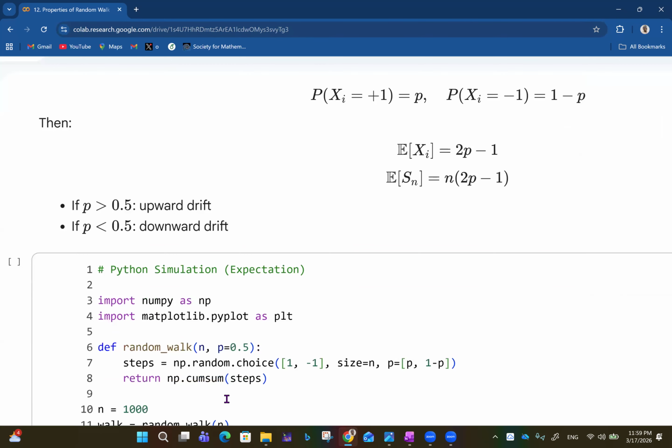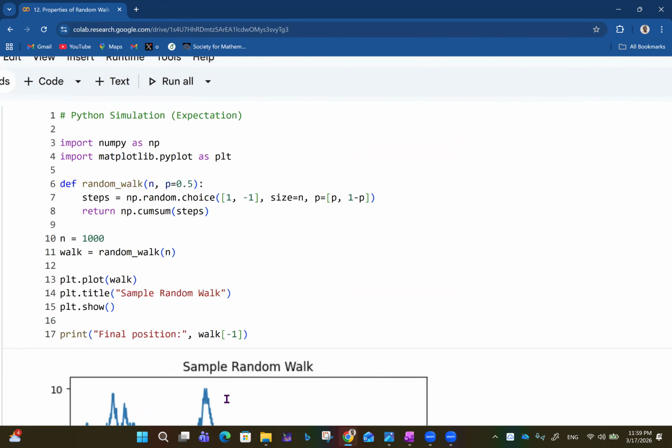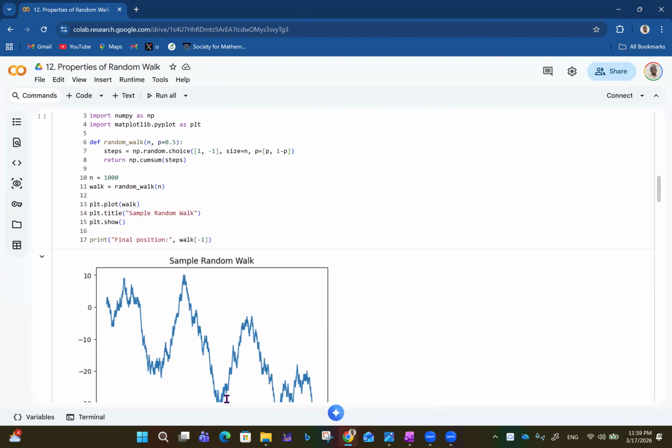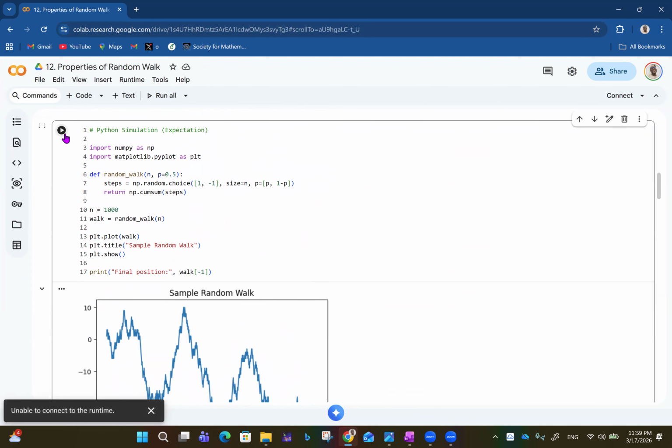Then we have a simple simulation here for a simple random walk. In this case, the final position is -36. It's a symmetric random walk because p is 0.5, and then we have p and 1 minus p. If I run it again, of course, we are going to get something different.